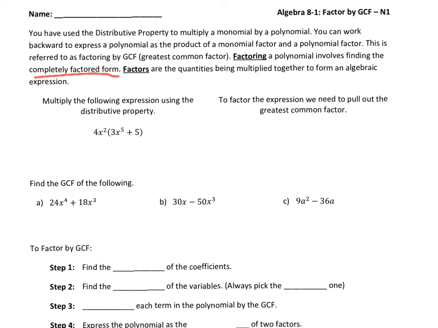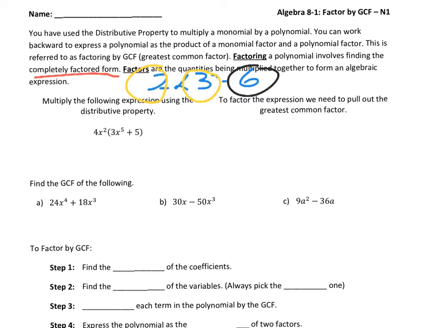Factors are the quantities being multiplied together to form an algebraic expression. Let's just go over an example. If I were to go back to 2nd and 3rd grade, 2 times 3 equals 6. So 6 is the product. It's the answer to a multiplication problem. And in this case, the factors would be the two pieces you take and multiply together. So the 2 is a factor and the 3 is a factor.